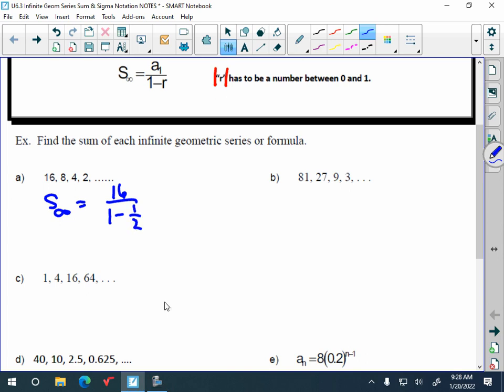Now we just simplify it. So you have calculators. That's why you use calculators. 1 minus a half is a half. And then do 16 divided by a half. Your calculator should say 32. 16 divided by a half is the same as 16 times the reciprocal of a half. So 16 times 2.